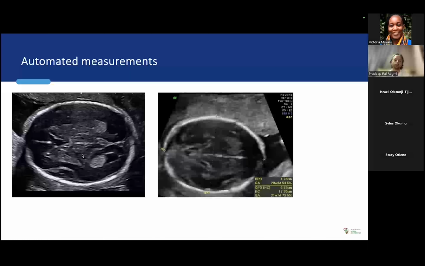Another is the automated measurements like this. If we get the ideal plane for measurement, the machine automatically shows the measurements and the gestational age. This is an example of the current GE machine. The current GE machine shows the biparietal diameter and head circumference nicely, but not adequately the abdominal circumference and femoral length. Till now, in my clinical practice, I see biparietal diameter is shown adequately by the available machines, but not the others. So we have to work on this as well. This is one of the areas to work upon.